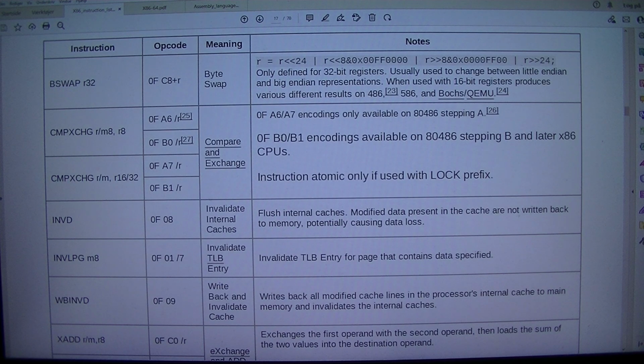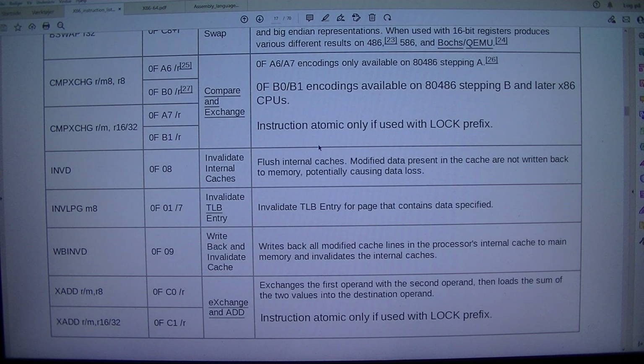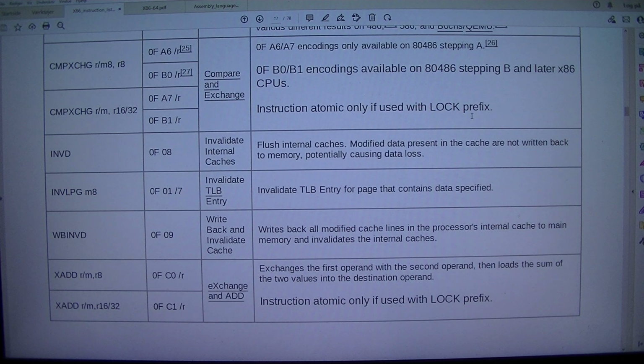CMPXCHG R/M8, R8, 0FA6/R: compare and exchange. 0FA6/7 encodings only available on 80486 stepping A. 0FB0/B1 encodings available on 80486 stepping B and later x86 CPUs. Instruction atomic only if used with lock prefix. CMPXCHG R/M, R16/32, 0FA7/R, 0FB1/R.